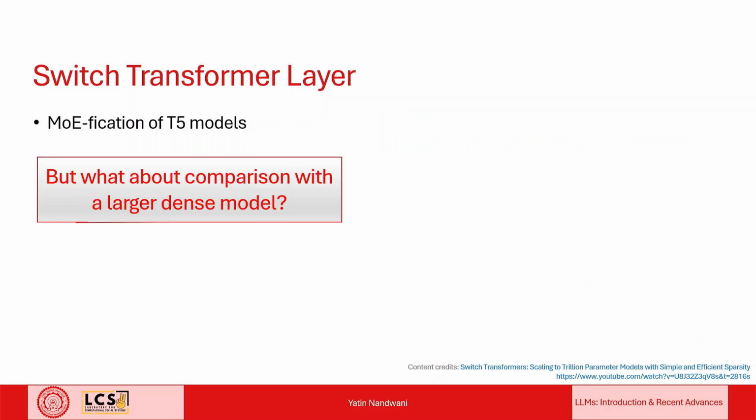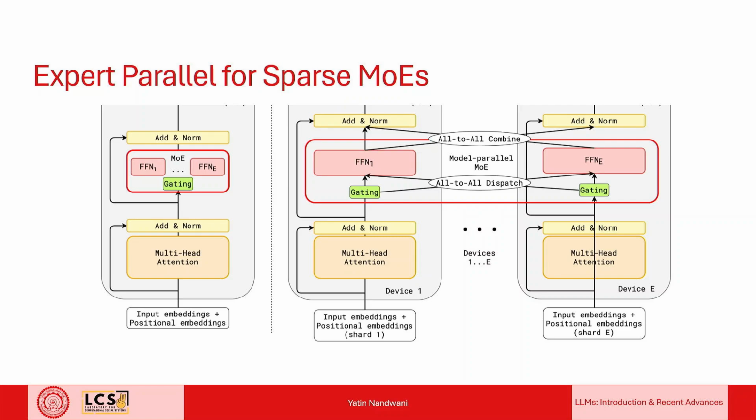Now this question was asked earlier as well: what about comparison with a larger dense model? So here, in expert parallelism, we are anyway increasing the number of resources. Instead of one GPU, we are using e GPUs. And how are we using these e GPUs? We are just sharding the experts only, FFN1 to FFNe, whereas all other parameters are repeated.